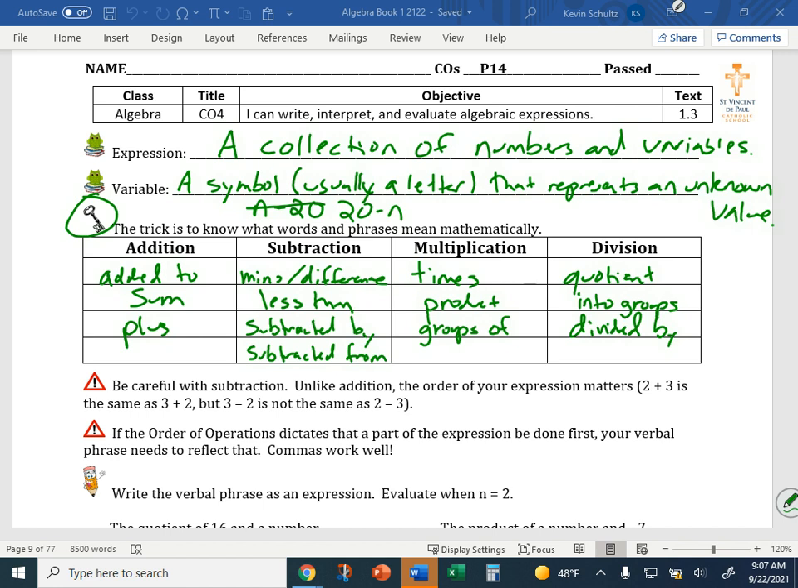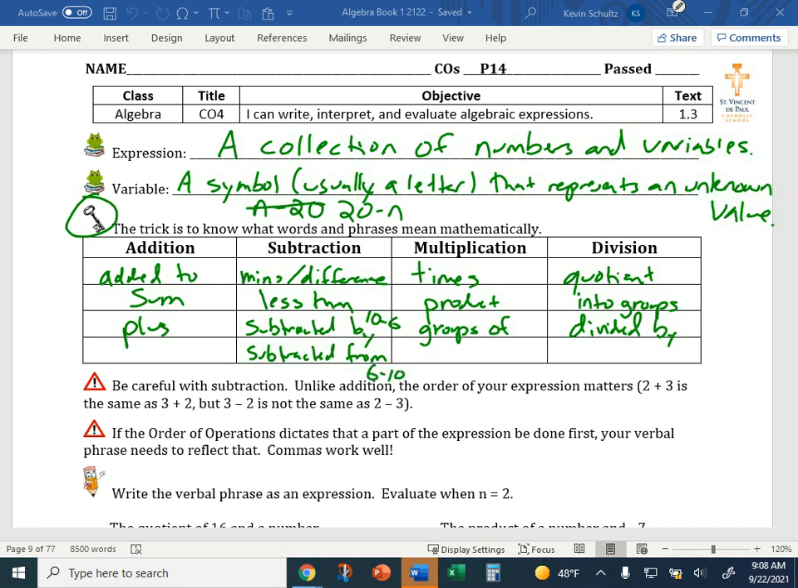10 subtracted by 6 versus 10 subtracted from 6. What's the difference, Aiden? Subtracted by means that the number is first, and subtracted from means that it's last. Right. Subtracted by, it would be in the order it's presented to you. 10 subtracted by 6 would be 10 minus 6, whereas 10 subtracted from 6 means you're starting with 6 and subtracting 10 from that.